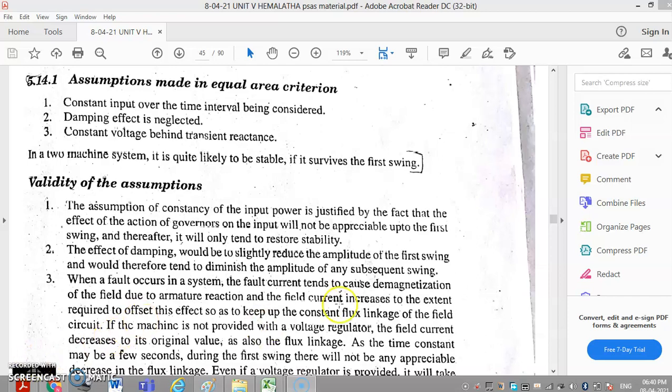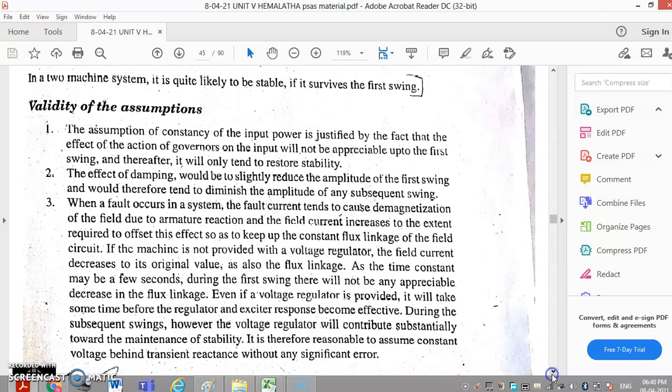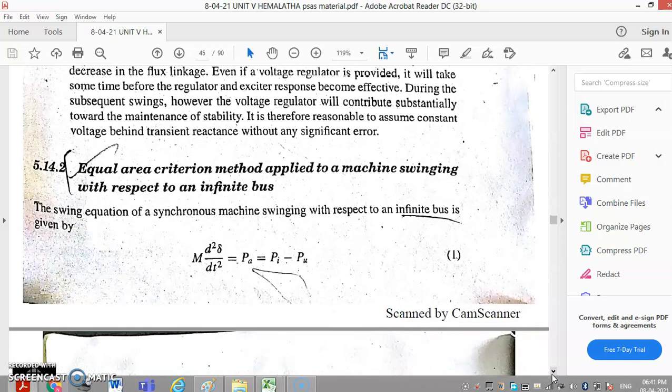If the machine is not provided with a voltage regulator, the field current decreases to its original value, as also the flux linkage. As the time constant may be a few seconds, during the first swing there will not be any appreciable decrease in the flux linkage. Now we will move into the derivation part of the equal area criterion.